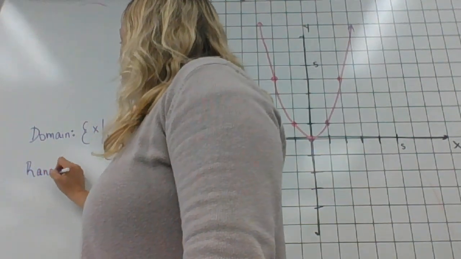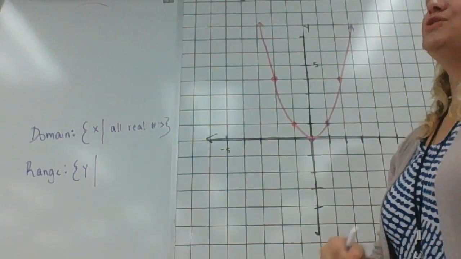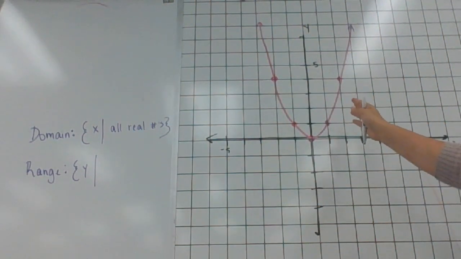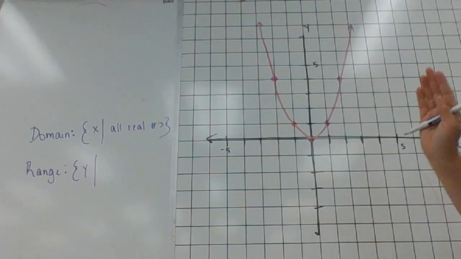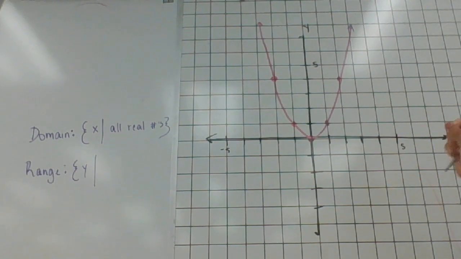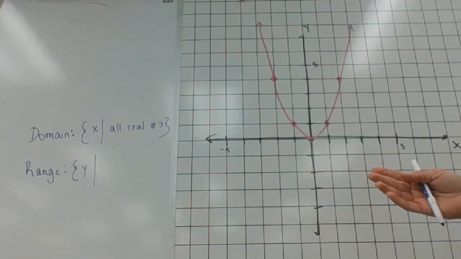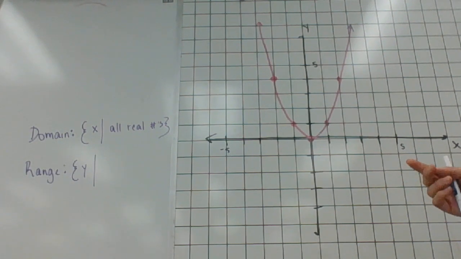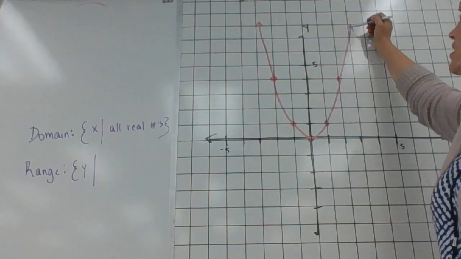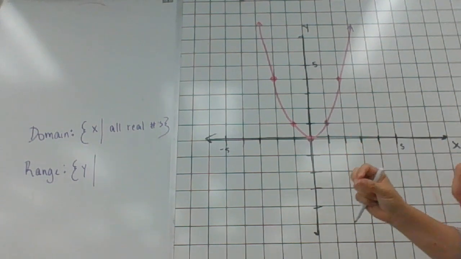What do you think about the range, the y values? Do you think this U shape is going to hit every y value ever? It's going to hit every x value. Is it going to hit every y value? No, not at all. Who thinks it's no and why? Because it's going out. A good answer. It's never going to turn around, never going to go below here. So the range of a parabola is always limited.